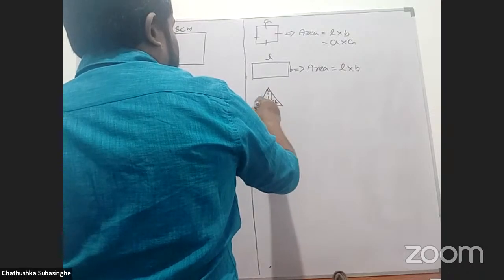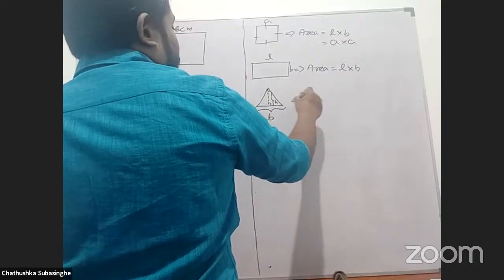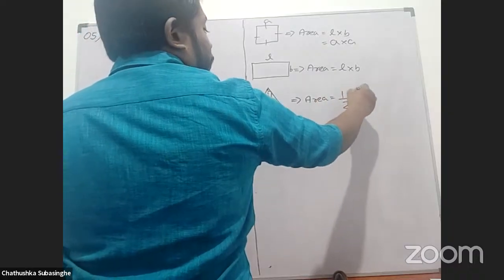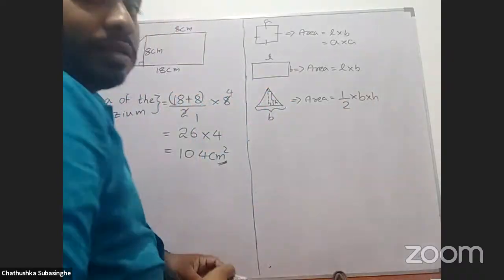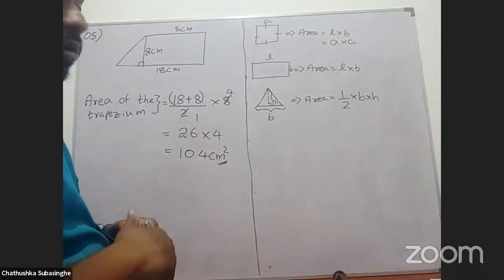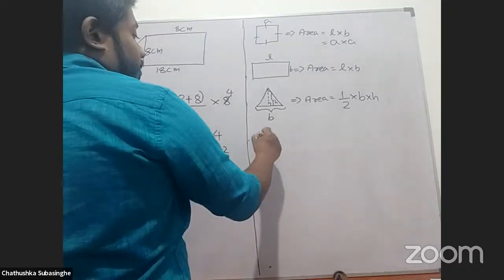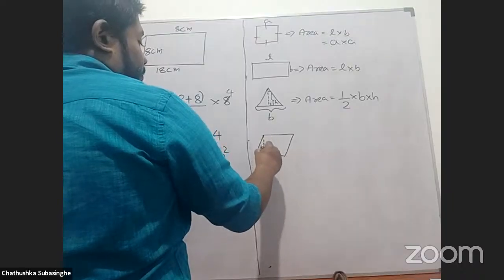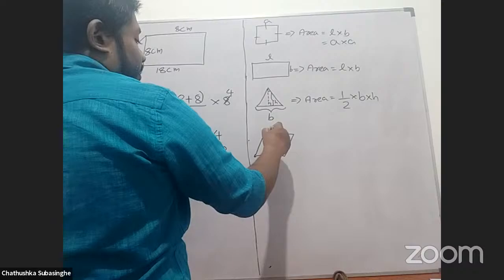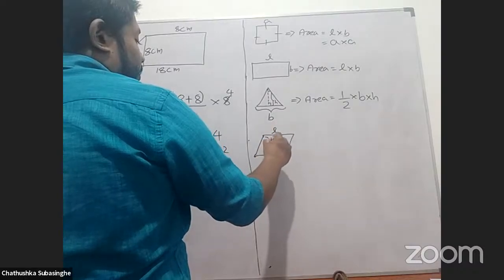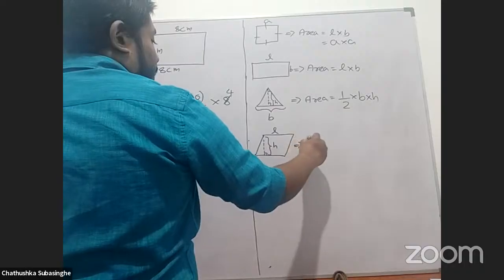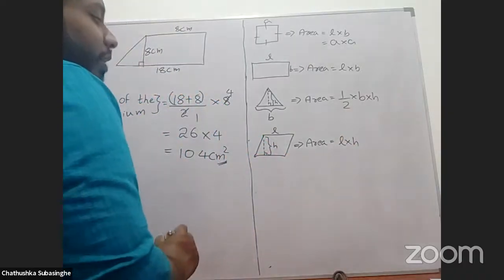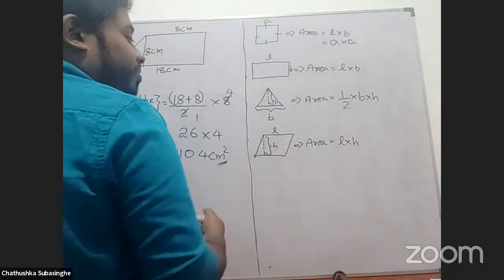This is H. This is B. So the area equals half into base into height. So that's the area. And then we have the parallelogram. If this length is L and this is H, we can write area equals length into height. It should be the perpendicular height. Here also it is the perpendicular height.